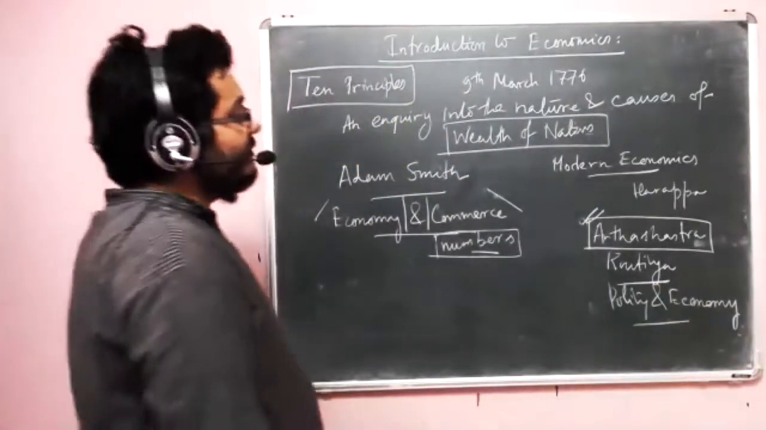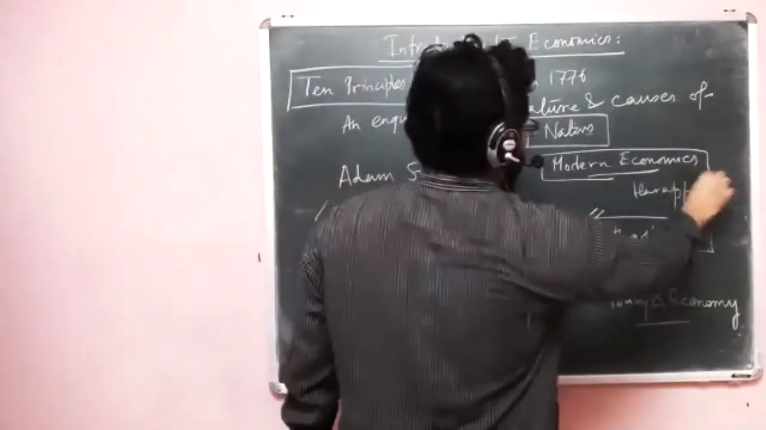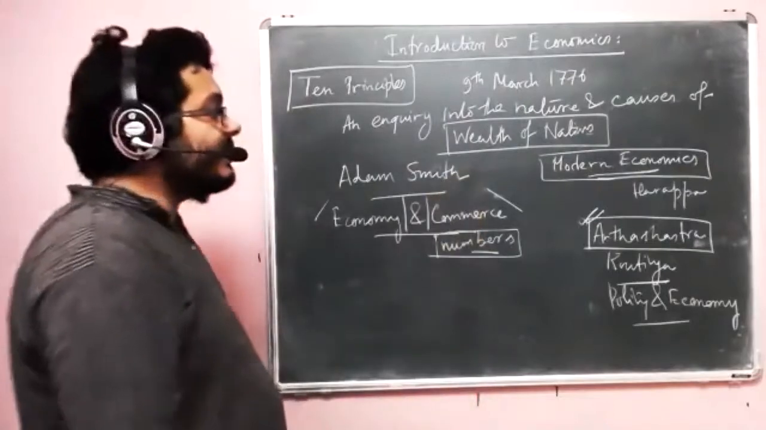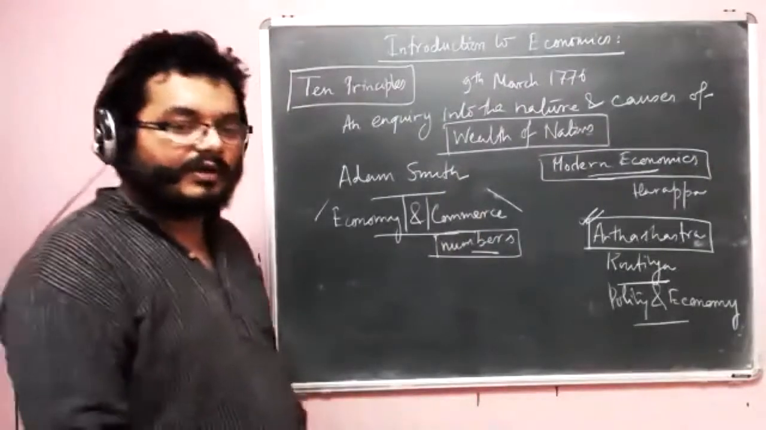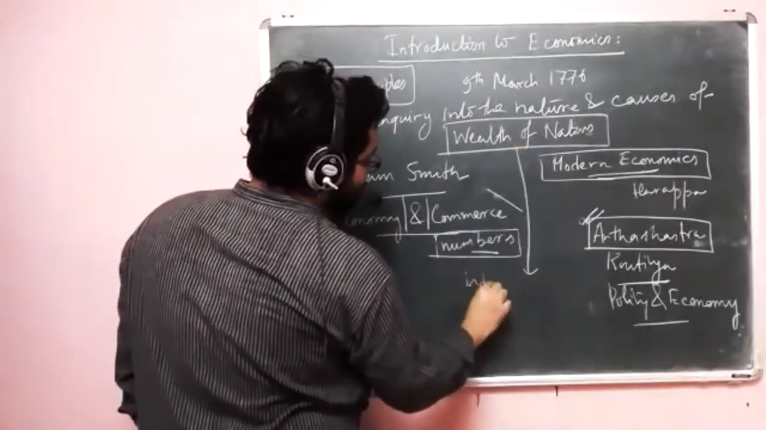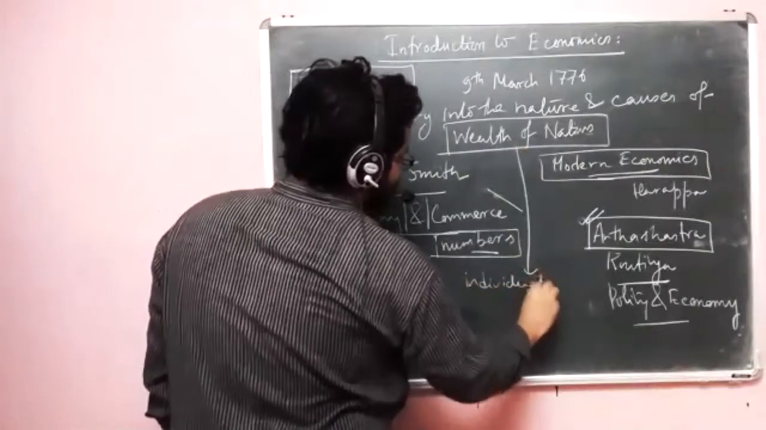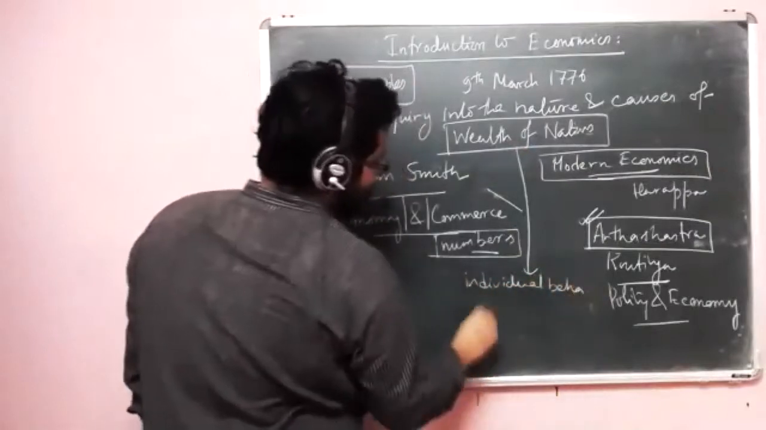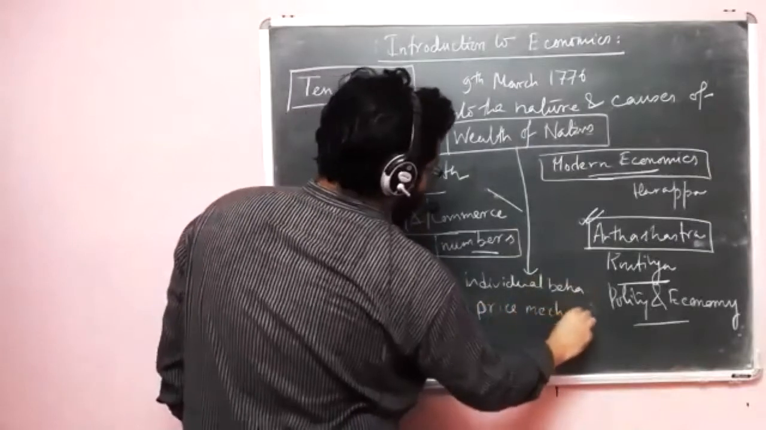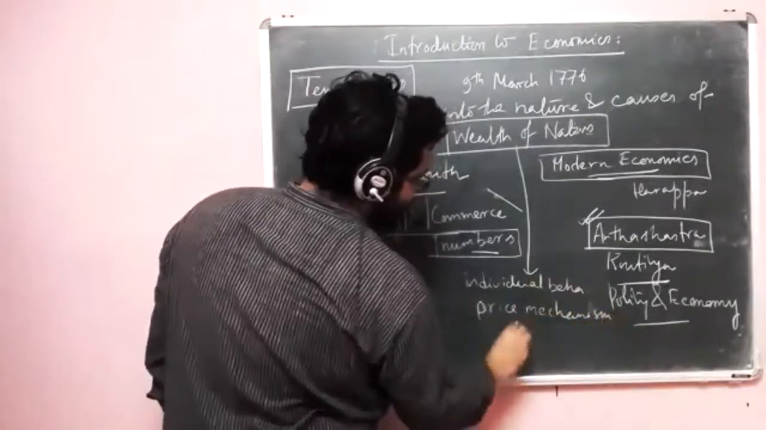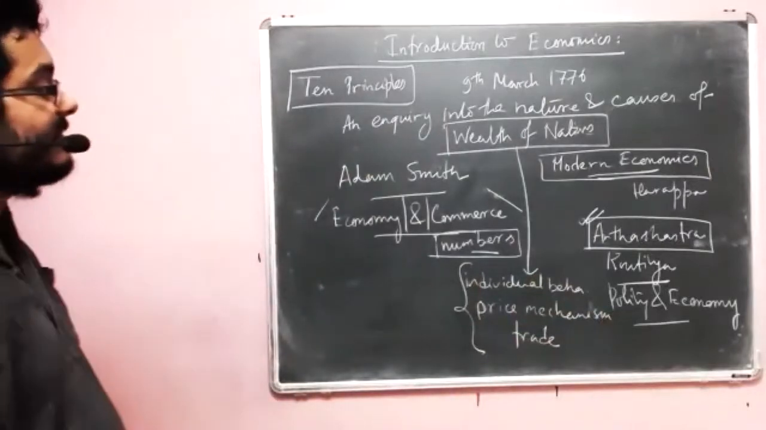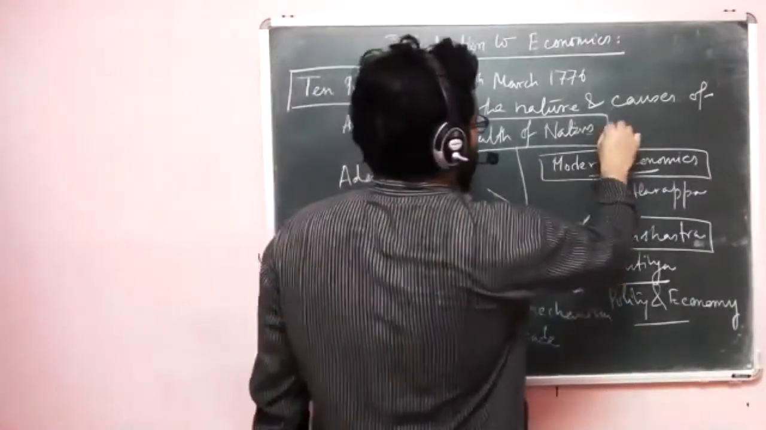But anyways, we use the term modern economics from Wealth of Nations because the subject in its form is the way we know it. For example, a subject concerned with individual behavior, and then a subject concerned with something called the price mechanism, then trade. All of these are dealt with in Wealth of Nations. So the treatment makes it a book of modern economics.